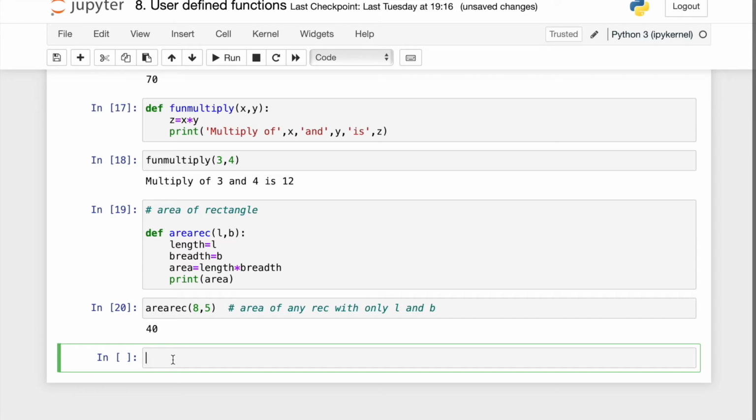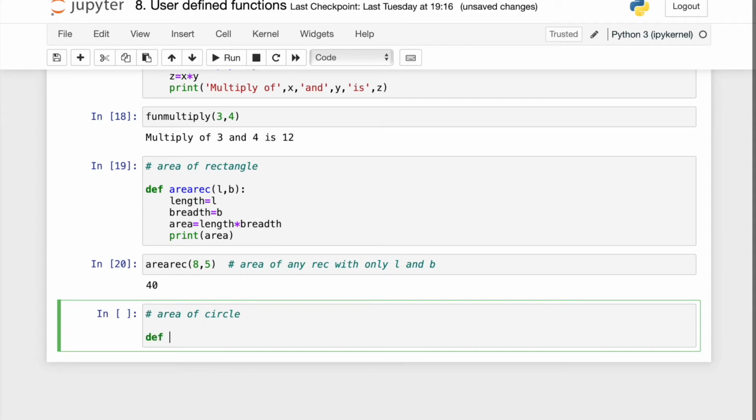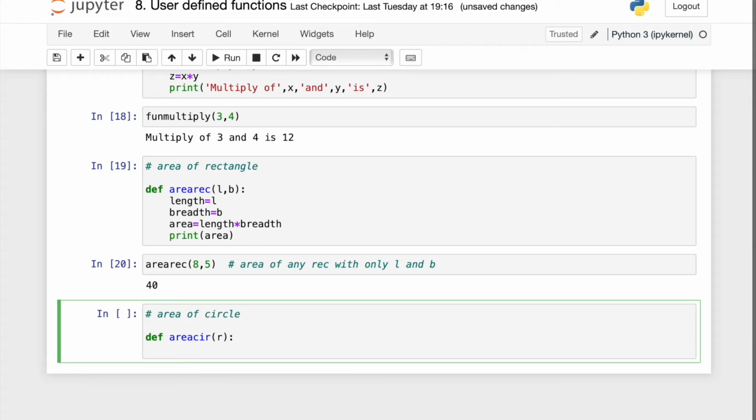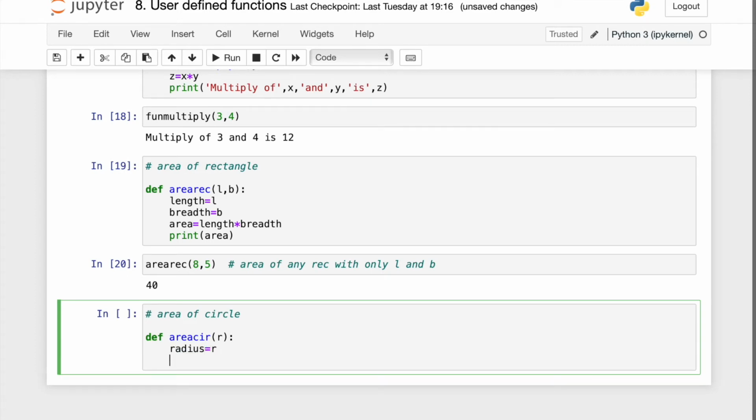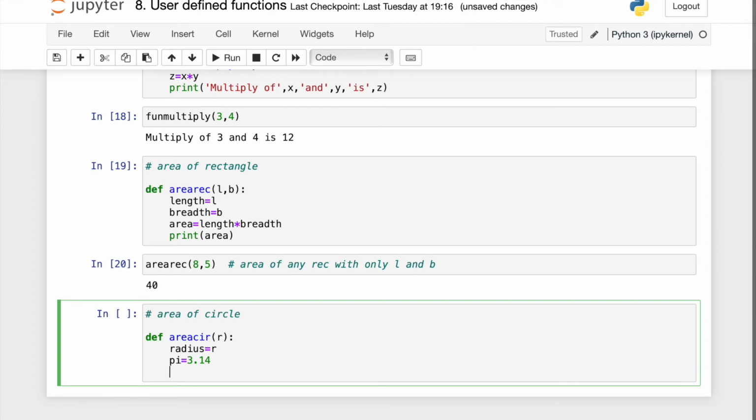So let's say we have to find the area of any circle. Similarly, we will define area of circle. For the area of a circle, we need the radius only, r. Radius is r, and pi. What is the value of pi? 3.14. Okay, so area is 2 into pi into 2 pi r square.